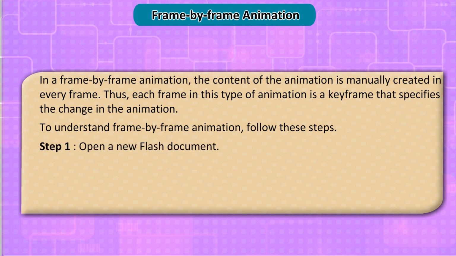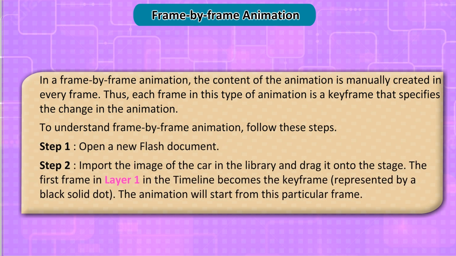Step 1. Open a new Flash document. Step 2. Import the image of the car in the library and drag it onto the stage. The first frame in layer 1 in the timeline becomes the keyframe, represented by a black solid dot. The animation will start from this particular frame.